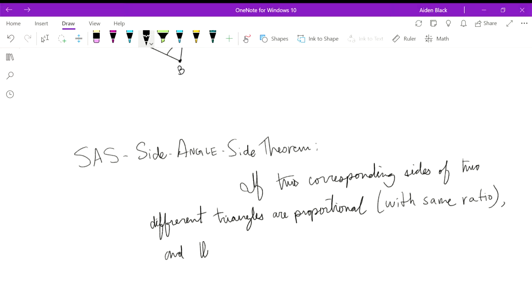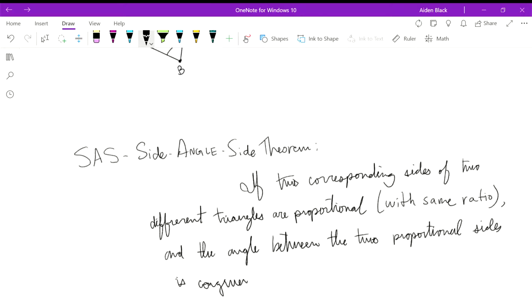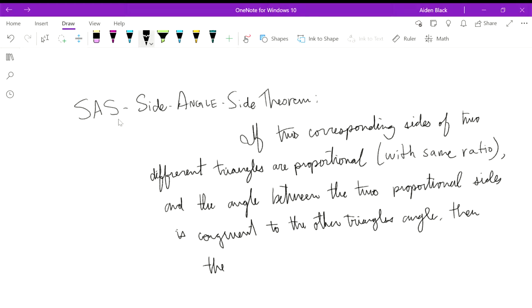and the angle between the two proportional sides is congruent to the other triangle's angle, then the triangles are similar.